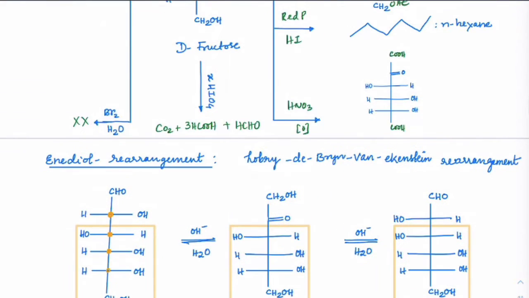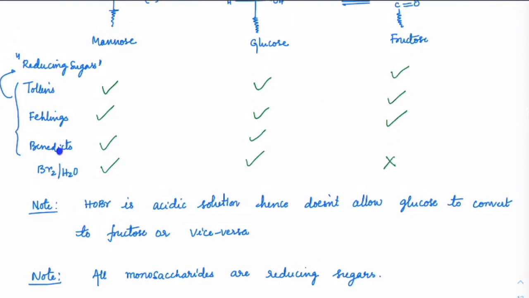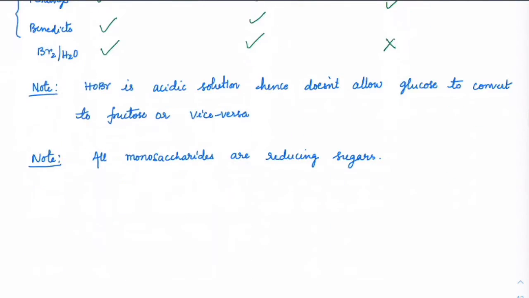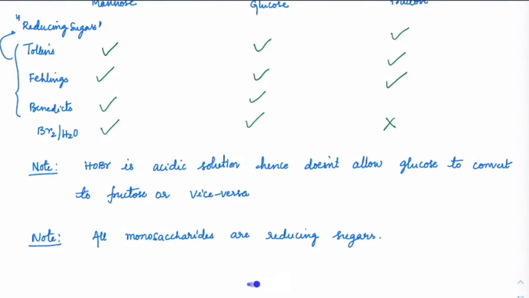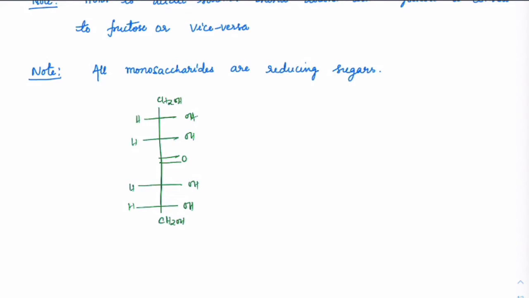The concept is known as Lobry de Bruyn-Van Ekenstein rearrangement. So with Tollens, Fehling's and Benedict, if there is a keto form somewhere in between, that can slowly crop up and come back. Suppose this is how it is, with the ketone somewhere in between: CH2OH here, OH, OH, OH, double bond O, OH, OH. Not necessarily at the second position, it may be at the third position. Let us assume it is on the third.